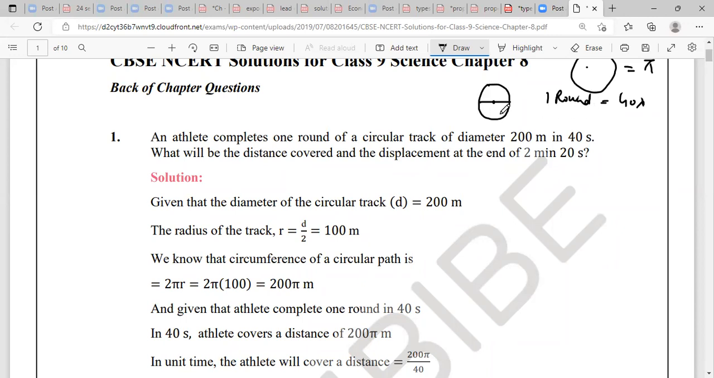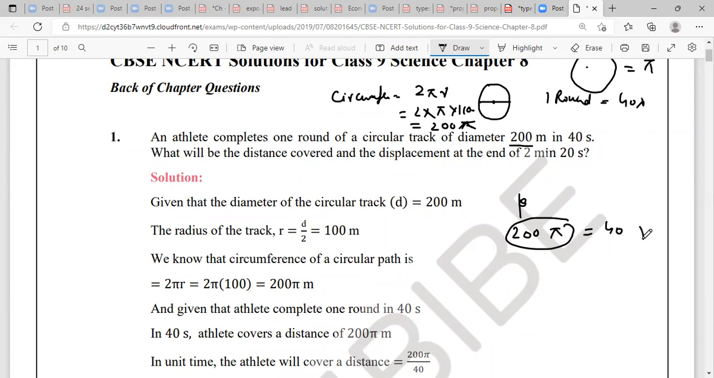If you want to know what distance is covered in one round, it will be equal to the circumference, right? Yes or no? Yes, ma'am. So circumference is 2 pi r. Your diameter is 200 meters, so your radius will be 100 meters. So your circumference is 200 pi. This is the distance he covers in 40 seconds.